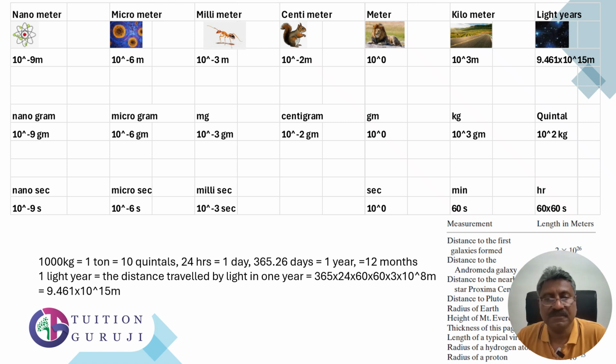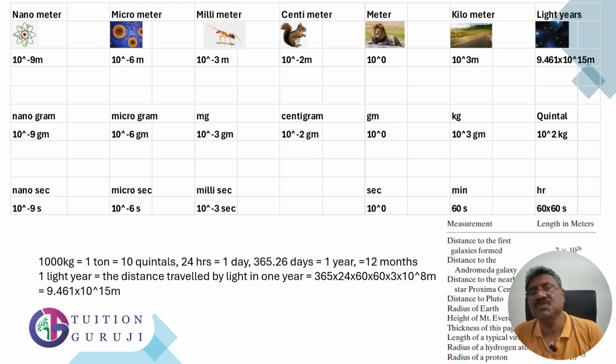Similarly, in the case of mass, we have units like gram, kilogram. 1000 gram is 1 kilogram, then 1 quintal. Quintal is actually 100 kilogram. 1 ton is 1000 kilogram. And if you want to measure smaller objects, you may go to milligram, 1/1000 of a gram. Then microgram, 1 millionth of a gram. Then 10 raised to minus 10 gram is 1 nanogram.